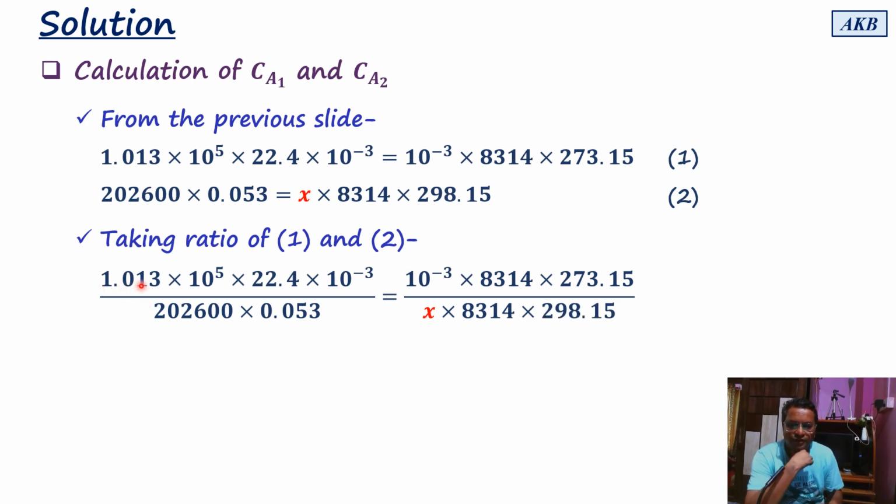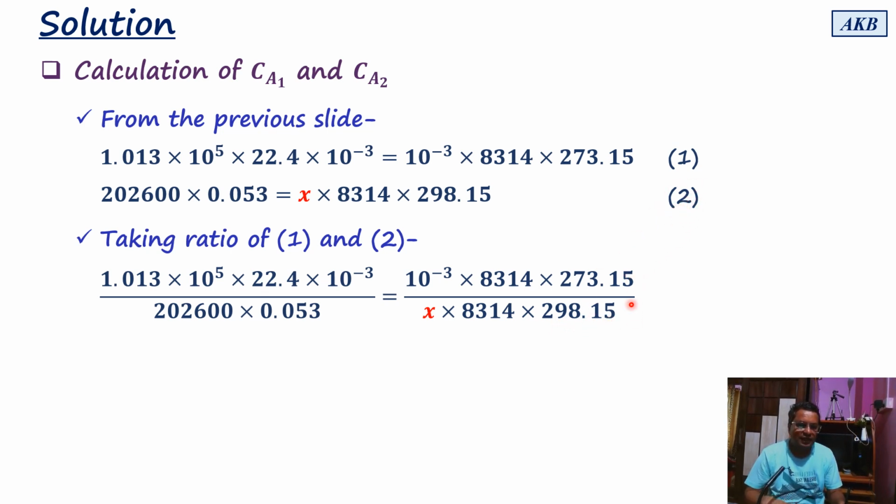So you have 1.013 into 10 to the power 5 into 22.4 into 10 to the power minus 3, the LHS of equation 1, divided by 202,600 into 0.053, LHS of the second equation, that is equal to 10 to the power minus 3 into 8314 into 273.15, RHS of equation 1, divided by x into 8314 into 298.15, RHS of equation 2.